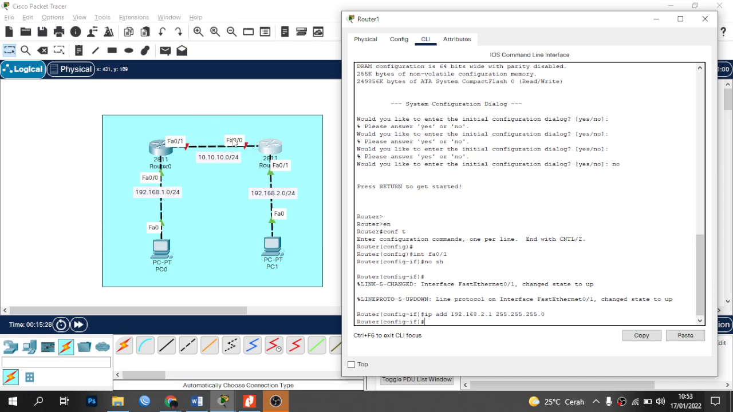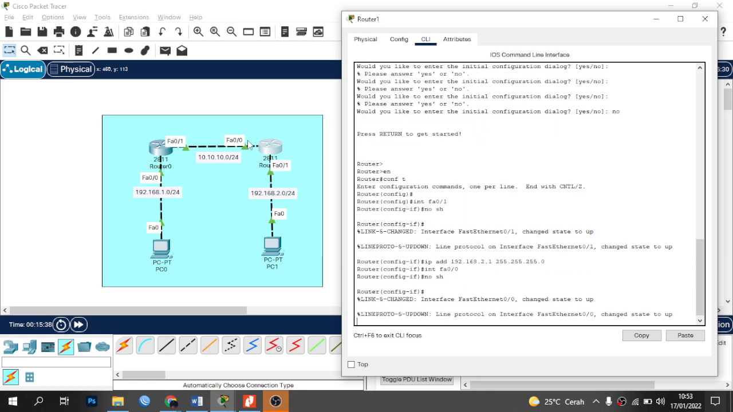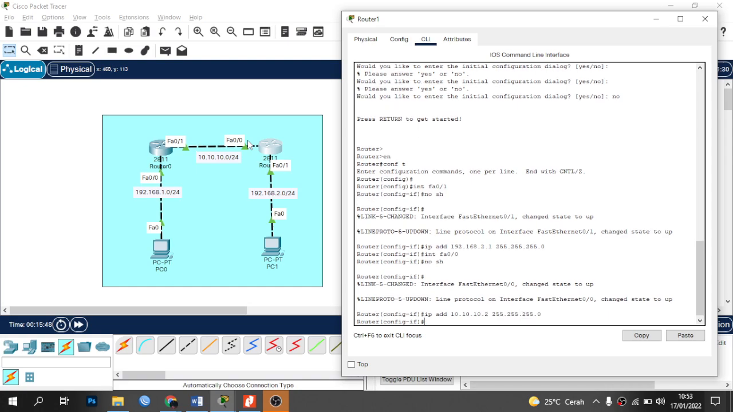Next, the interface from router 1 to router 0. Interface FA0/0, shutdown, add IP 10.10.10.2, subnet mask, enter. Okay, finished.